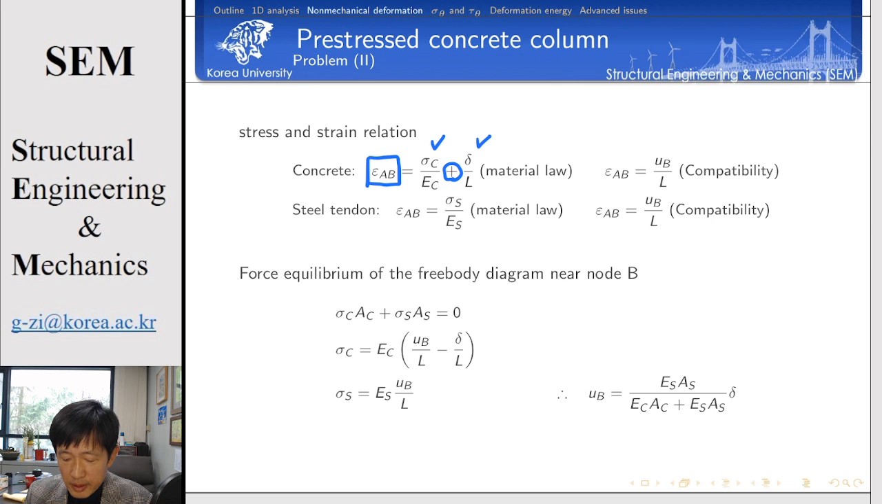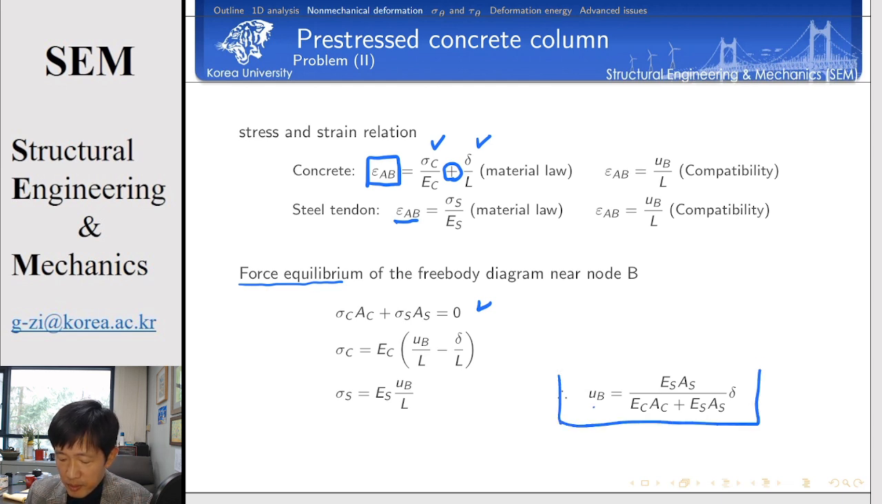In the case of the steel tendon, there is no misfit and no non-mechanical strain for the steel. We do not consider that. That's why the comparable strain is totally equal to the mechanical strain of steel. By the same logic, I want to check the force equilibrium near node B, and then we plug the information of stress into this force equilibrium equation. Then finally, we can solve for the nodal displacement.